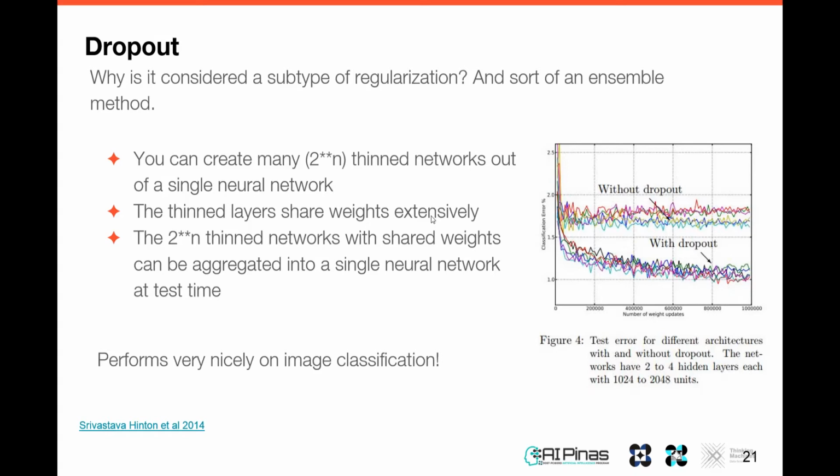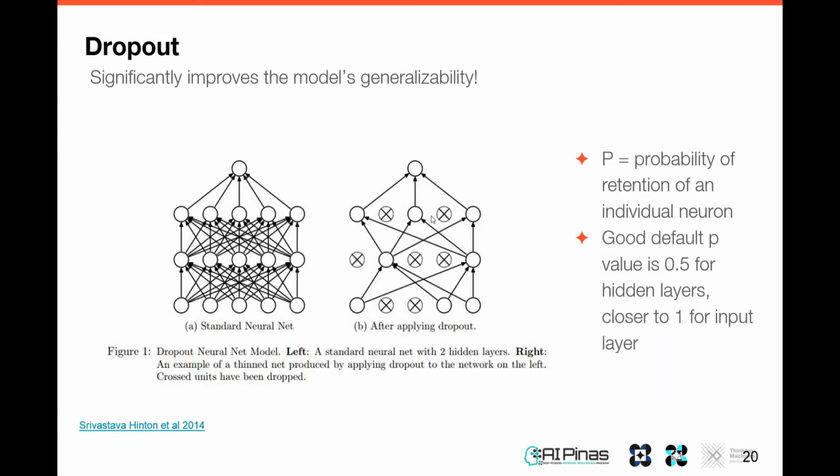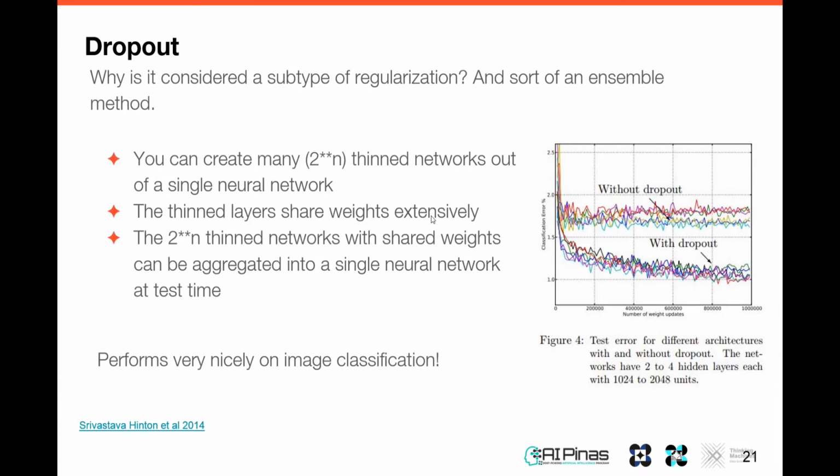It's considered a subtype of regularization because it's a sort of ensemble method. If you create many thin networks out of a single neural network, where with a p-value of 0.5 you can have 2 to the n thin networks, the thin networks have very similar weights. Those networks with shared weights can be aggregated back into a single ensemble neural network at test time. This performs really well in image classification.